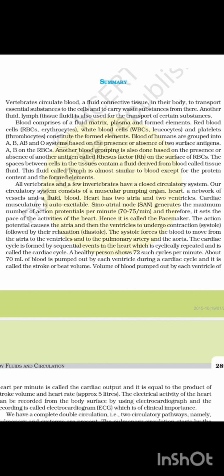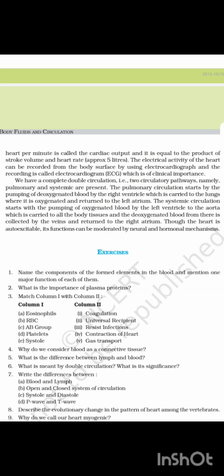About 70 ml of blood is pumped out by each ventricle during a cardiac cycle and is called the stroke or beat volume. The volume of blood pumped out by each ventricle of the heart per minute is called the cardiac output, and it is equal to the product of the stroke volume and heart rate, approximately 5 liters. The electrical activity of the heart can be recorded from the body surface by using an electrocardiograph, and the recording is called an electrocardiogram, ECG, which is clinically important.